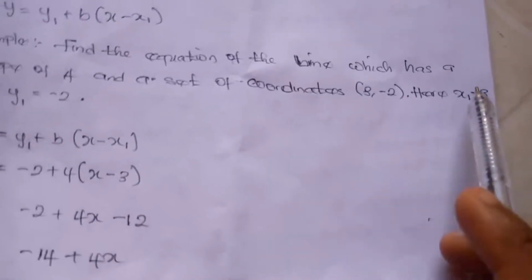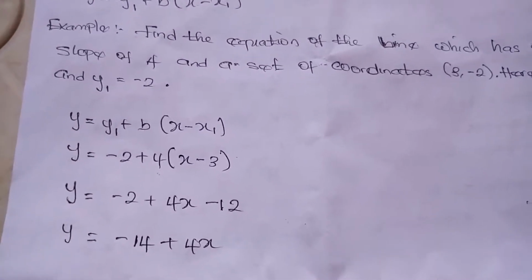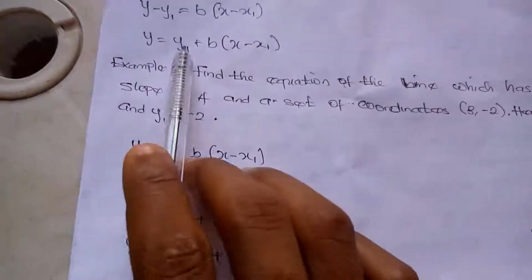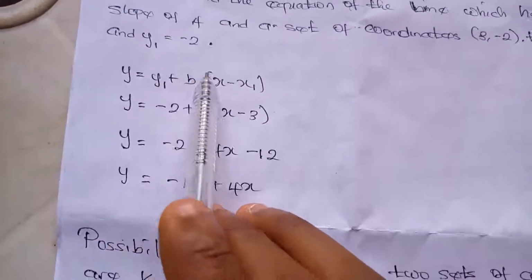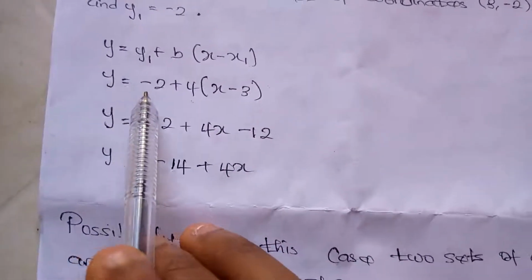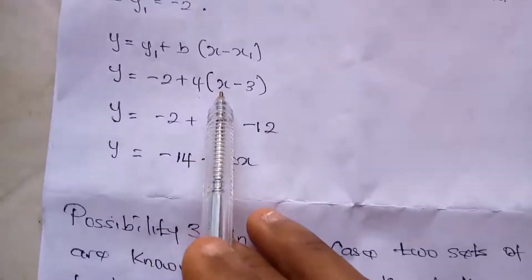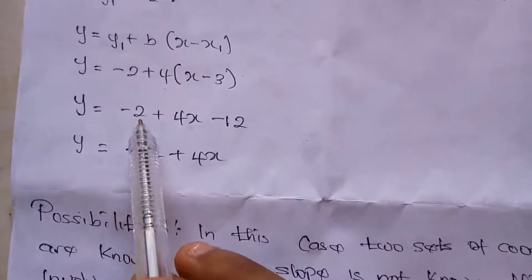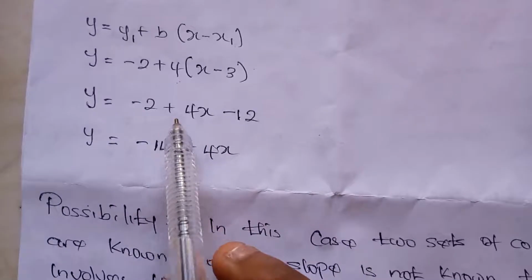So here our x1 is equal to 3, and our y1 equals minus 2. Now using the point slope formula, y equals y1 plus m, open bracket, x minus x1. Y is equal to minus 2 plus, our slope is 4, open bracket, x minus 3. Our y is equal to minus 2 plus 4 times the bracket.